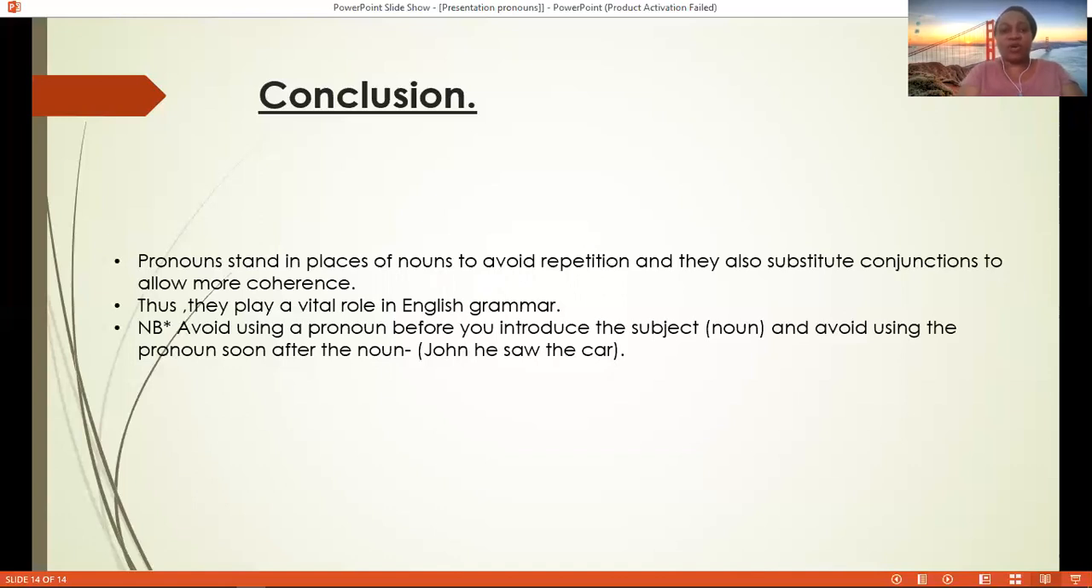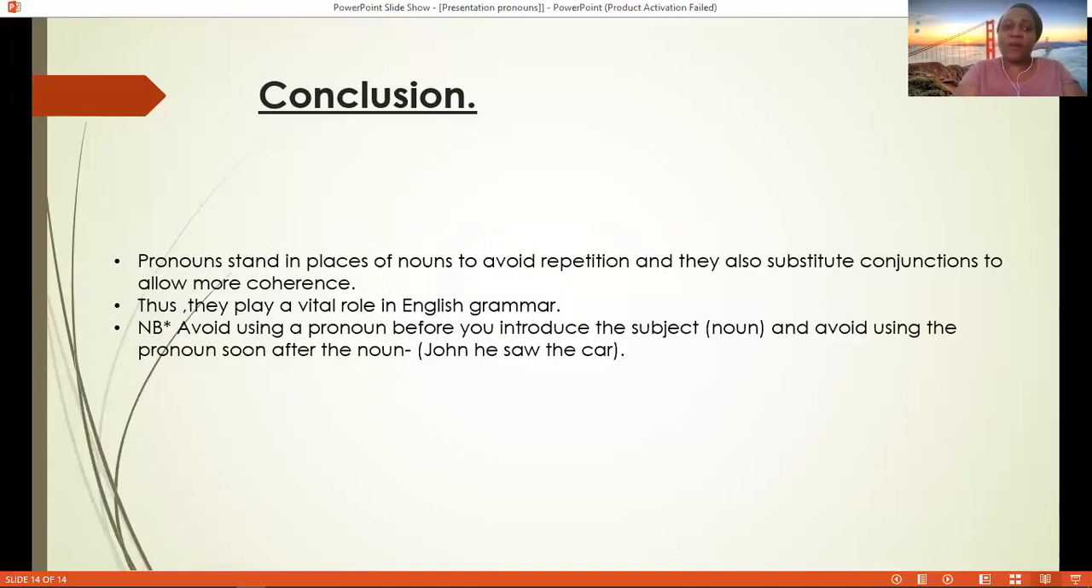John went to school. John wrote. John came home. It's so monotonous. It's so repetitive. So in a way, to avoid that, we use pronouns. And it's important to note, avoid using a pronoun before you introduce the subject. You can't just begin by writing, he went home. We will wonder who went home. We must know first, John went home. He wrote his homework at home.